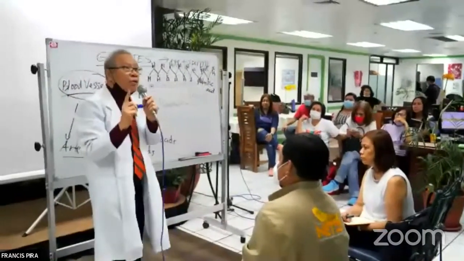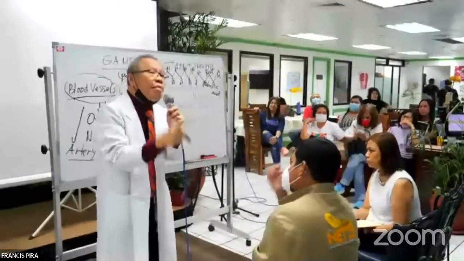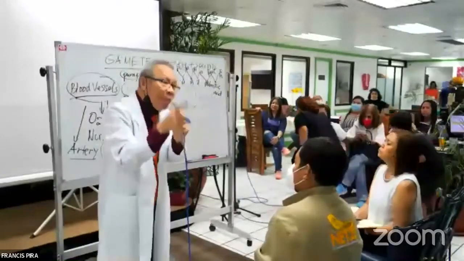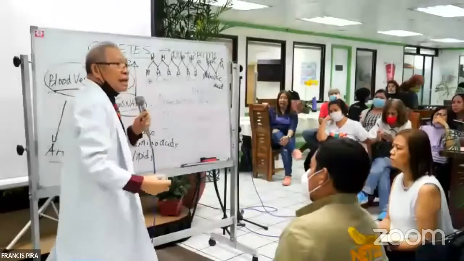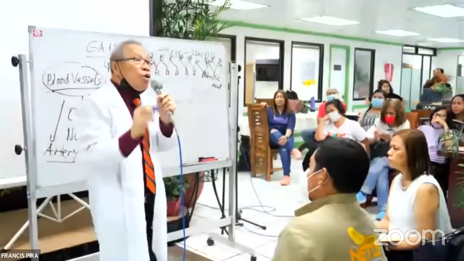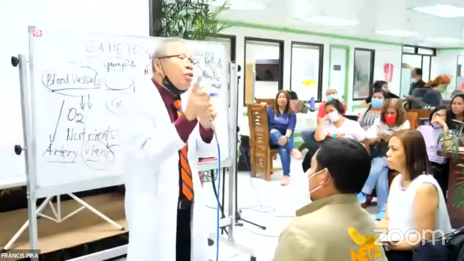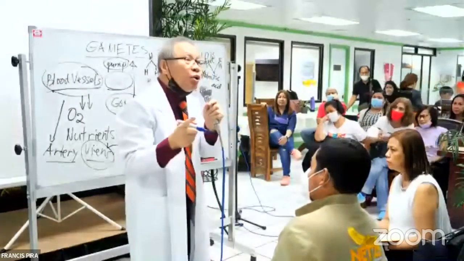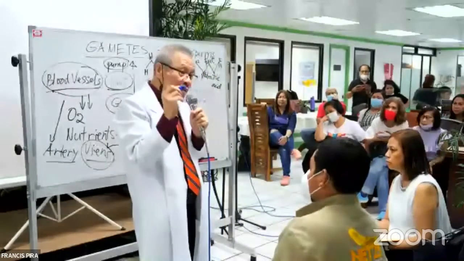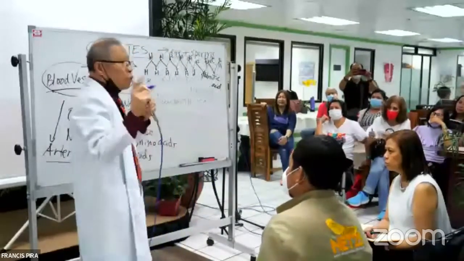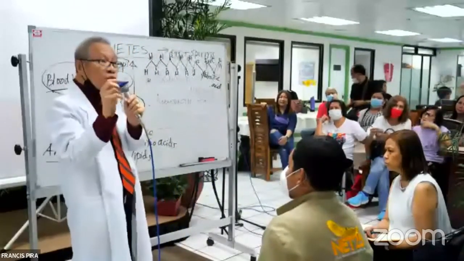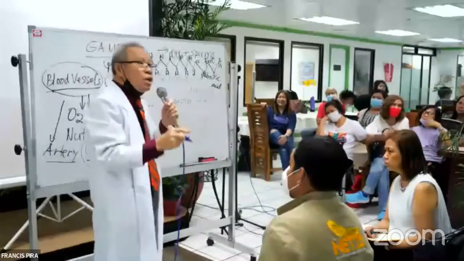Now, I would like to tell you this. 65% of our blood is stored in the veins. Do you know how to compute how much blood you have in your body? Again, this is another biochemistry or physiology class. When you go home, this is your assignment.